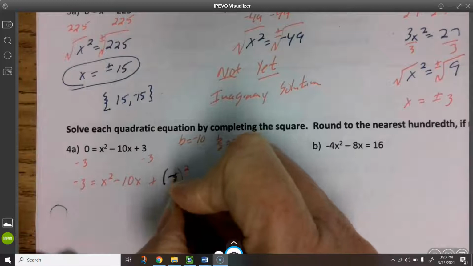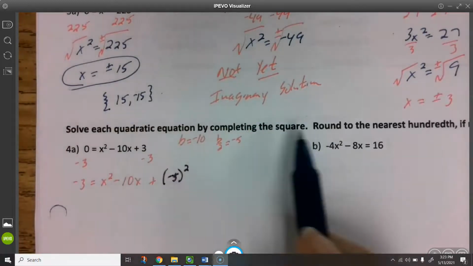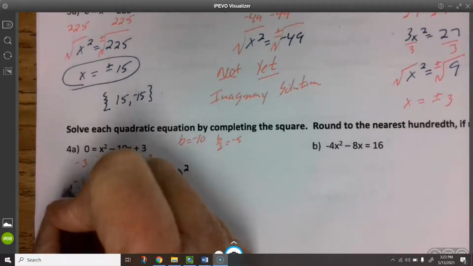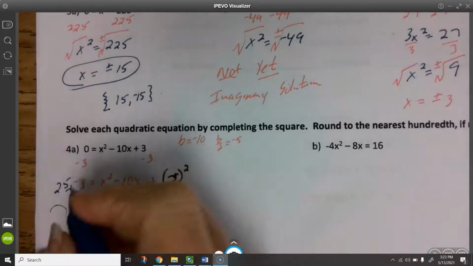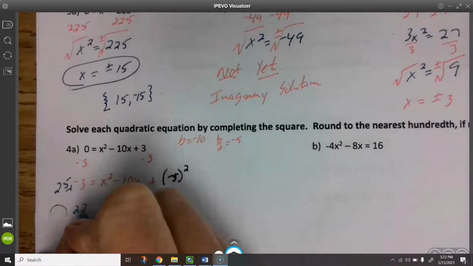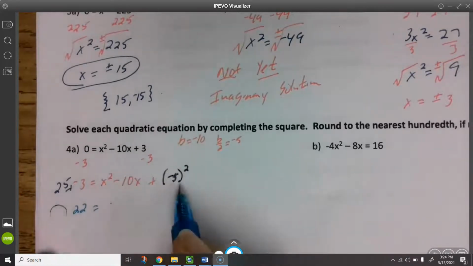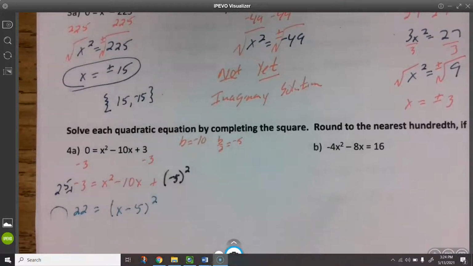Put these in a different color, so you can see I am forcing this. This is where we're actually going to do the completing the square. We are going to complete the square ourselves. So now, when we do that, we're going to get 22 is equal to, and this is a perfect square trinomial, so I can factor it. You with me?